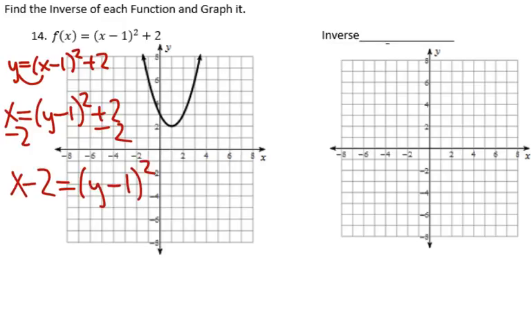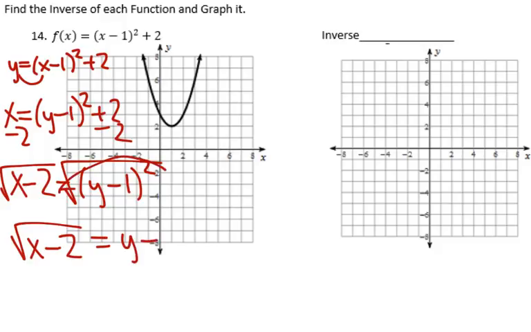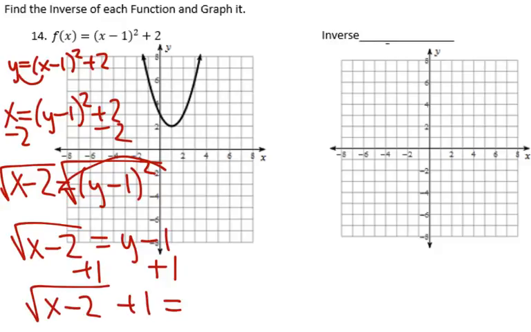Now that we've just got the squared term, to get rid of the square, we square root it. So we square root all of that: square root of x minus 2 equals, those cancel out, and we end up with y minus 1. Add 1 to both sides. We get the square root of x minus 2 plus 1 equals y, or the inverse of our function equals the square root of x minus 2 plus 1.